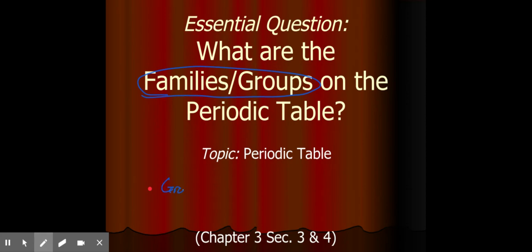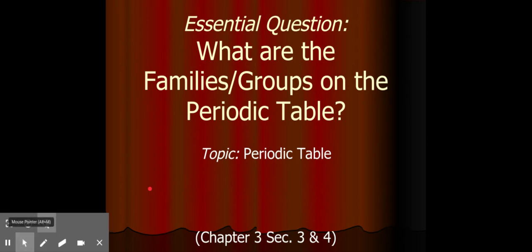Now just as a reminder, a group or family on a table is also known as a column. From your notes, you'll remember that there were 18 total columns on the periodic table, but that doesn't mean that we're necessarily going to be going through every single one of them and talking about the different families. We're actually going to break this down into only 6 different groups or families that you will need to know.